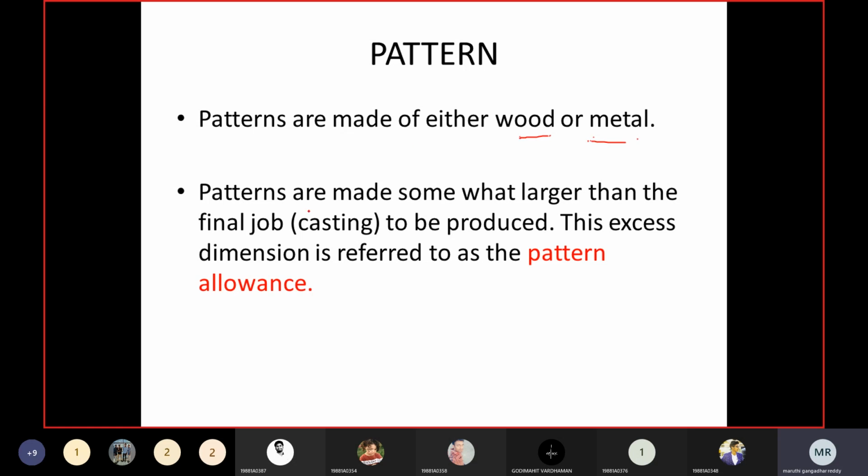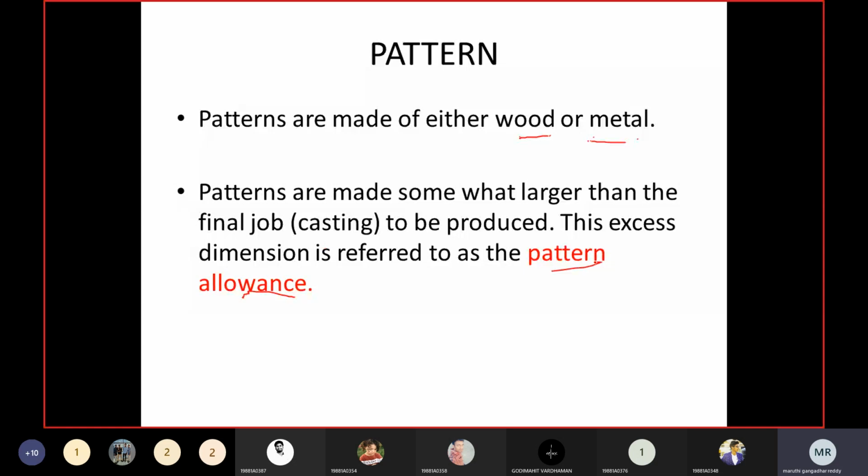And next, if you observe, the patterns are made somewhat larger than the final job to be produced. So an important question arises: are the dimensions of the pattern and the dimensions of the casting the same? No, the pattern is made somewhat larger than the casting. This excess amount of dimension is referred to as pattern allowance.